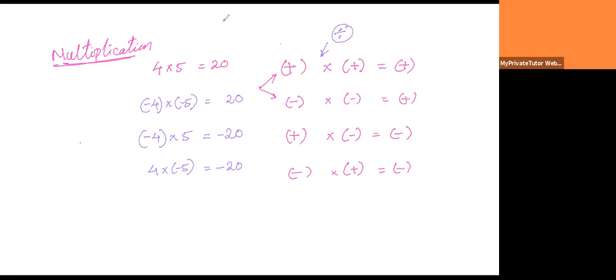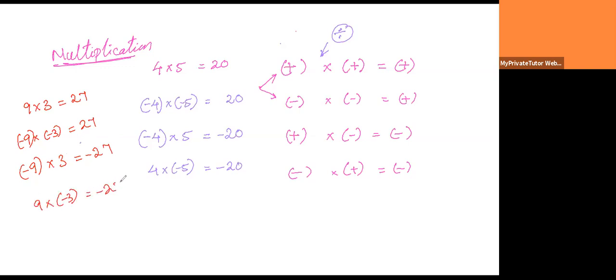So let's take one more example. 9 times 3. Both are positive numbers, so the answer is positive, 27. Minus 9 times minus 3. Both are negative numbers, so the answer is positive. Minus 9 times 3. One is a positive number, one is a negative number. Minus 9 is a negative number. So 9 3s are 27, but we get a negative number here. So 9 times minus 3 is the same as minus 27.